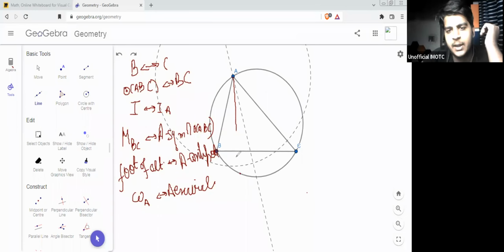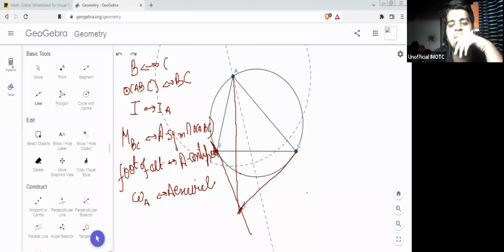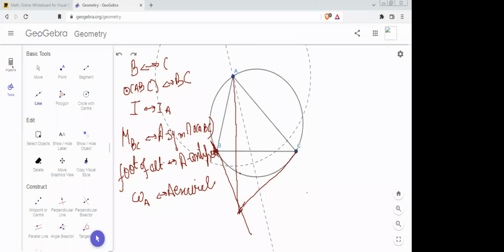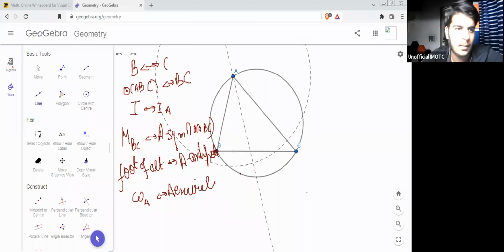I think it's that. If you take the AC median and you consider the circle, will it be that this tangents' intersection is the image of G? Let's check.